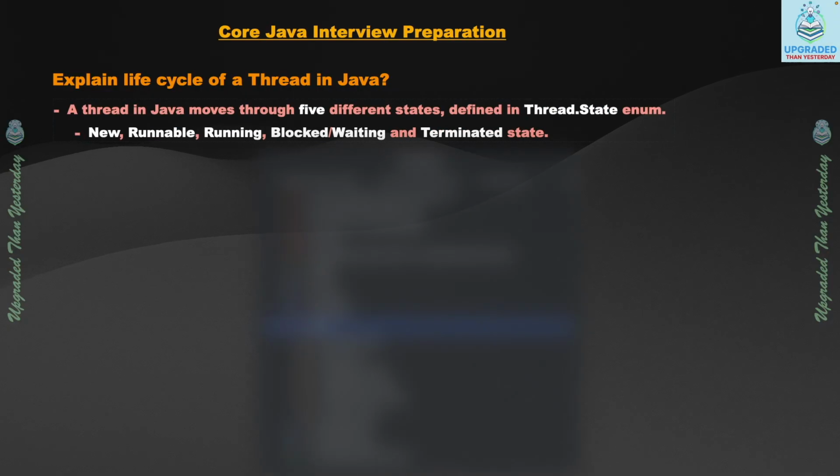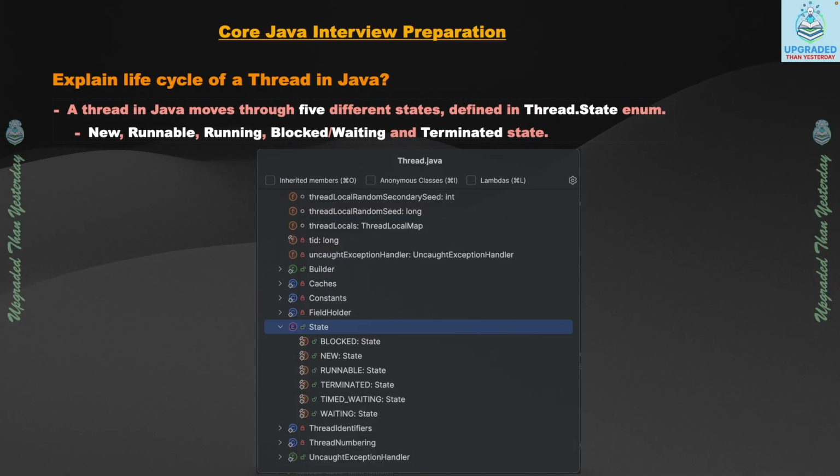Suppose in an interview you are asked to explain the lifecycle of a thread in Java. The answer should be: a thread in Java moves through 5 different states as defined in the Thread.State enum.